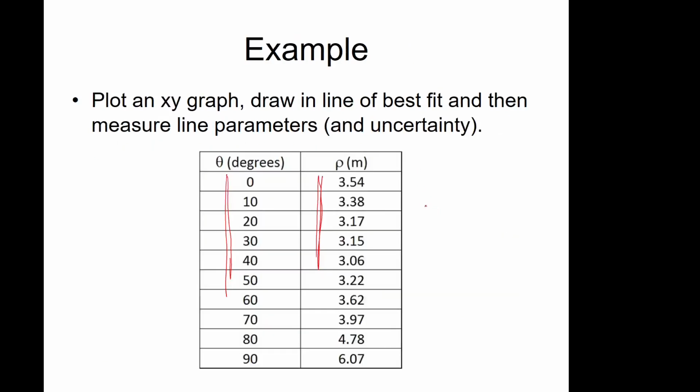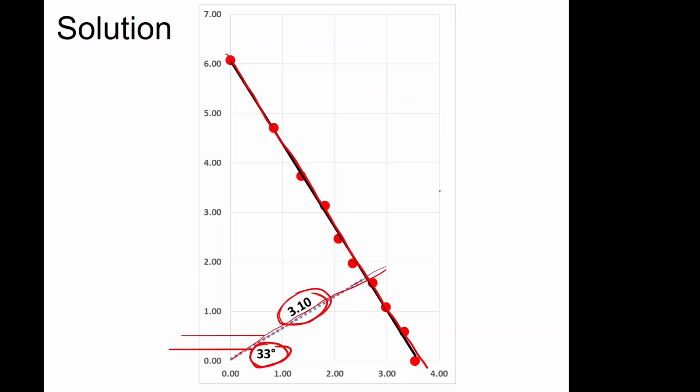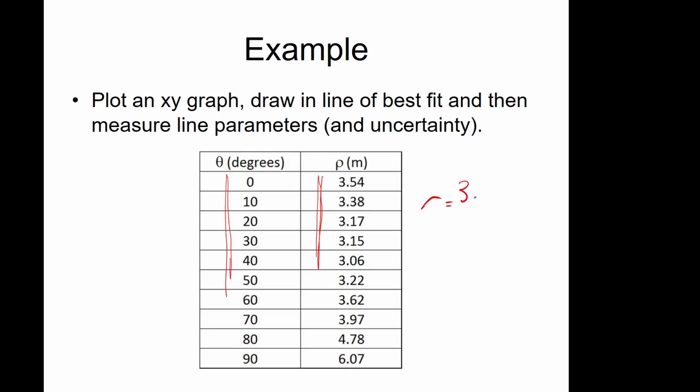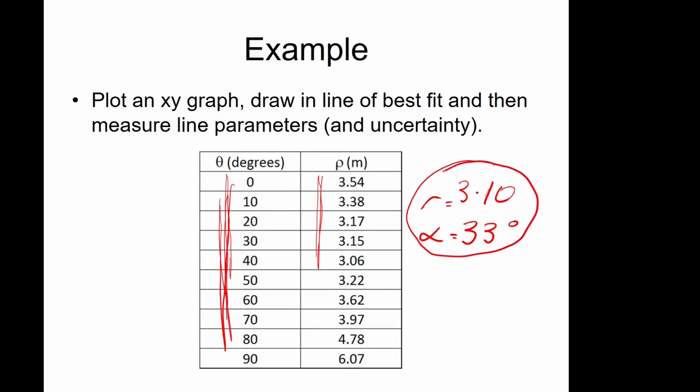So for that, our R is 310, and our alpha is 33 degrees. So what we've done is we've taken our individual data and made it into a feature. We've gotten all these individual data points and made it into something defined by a feature. Now that feature is defined by two values: a distance measurement and an angle measurement.